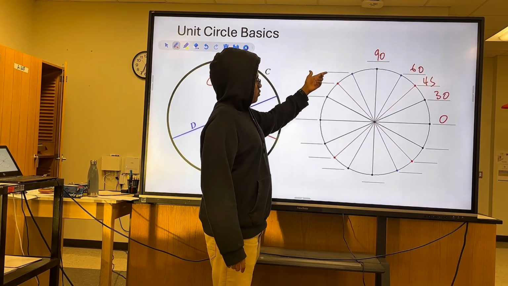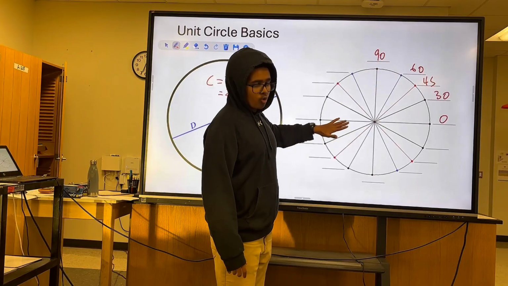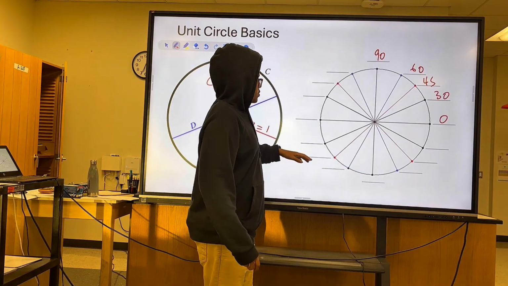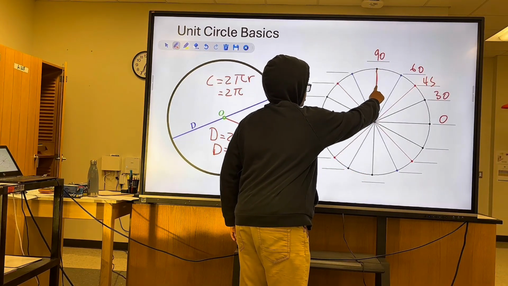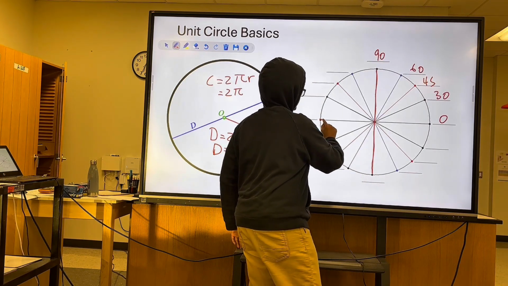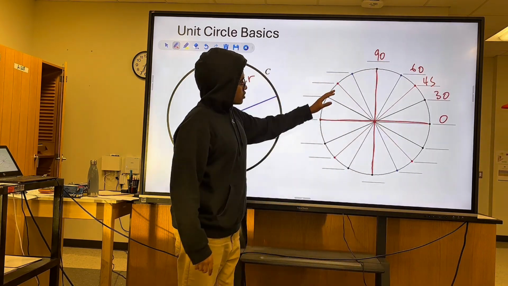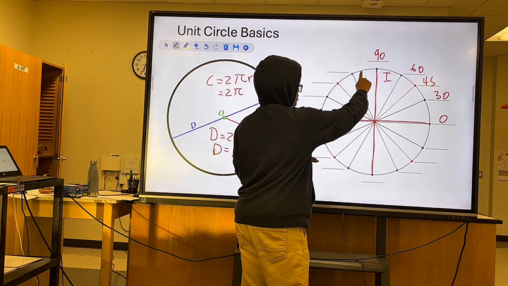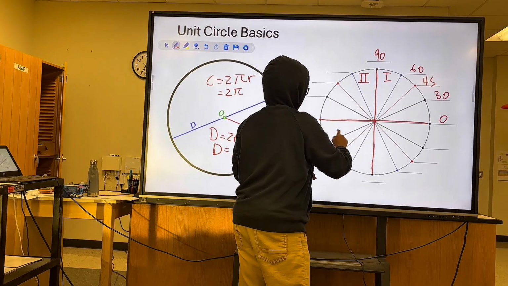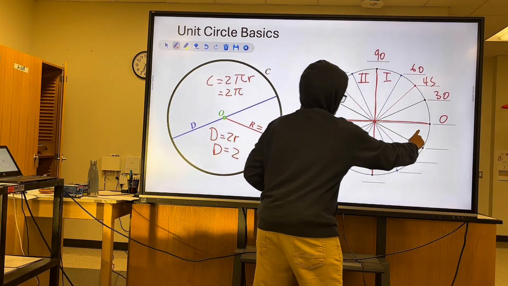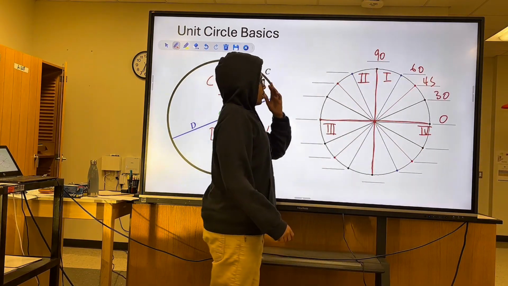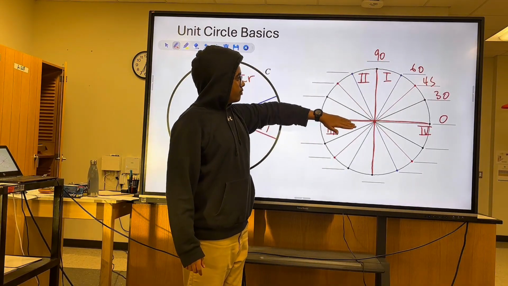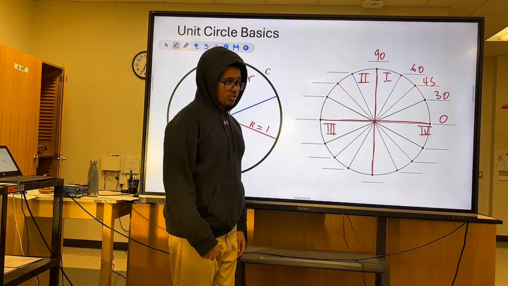So let's start with this one, right? As you can see, this looks like some form of the Cartesian coordinate plane, basically inscribed in a circle, right? So when you look at this, you'd realize this is the first quadrant, this is the second quadrant, this is the third quadrant, and this is the fourth quadrant, right? So the special angles are located in the first quadrant of the Cartesian coordinate plane.